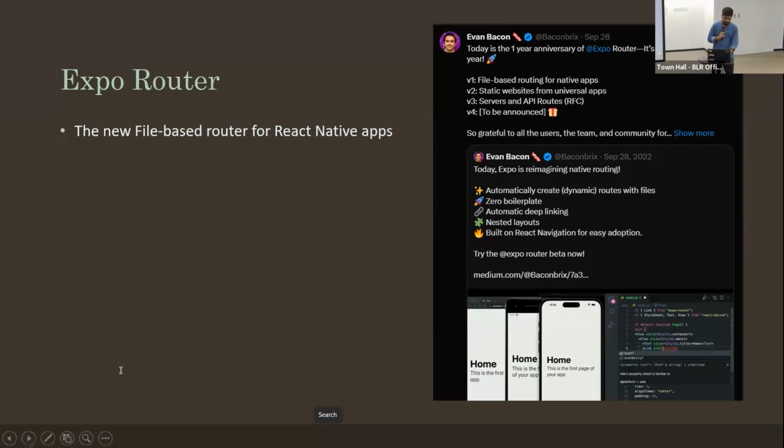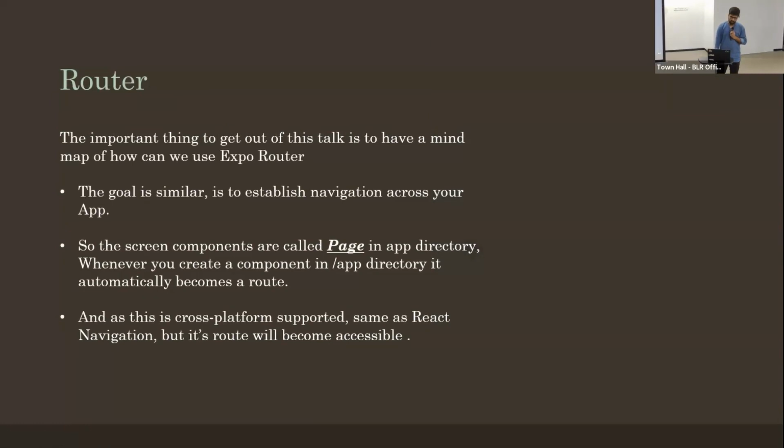Okay, moving on. There's this Expo router. This is the new file-based router for React Native apps. I guess Evan Bacon from Expo was recently celebrating the anniversary of launching this Expo router. This router is a whole next level because it gives you cross-platform navigator support out of the box. The API is fantastic. It's a wrapper over React navigation. So I think you should check that out. I will give you a demo of that.